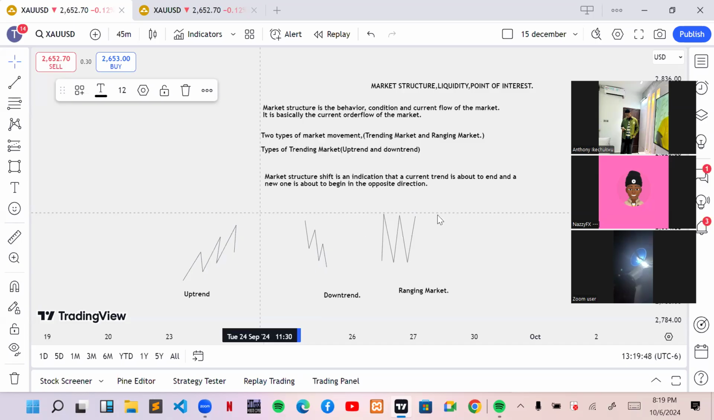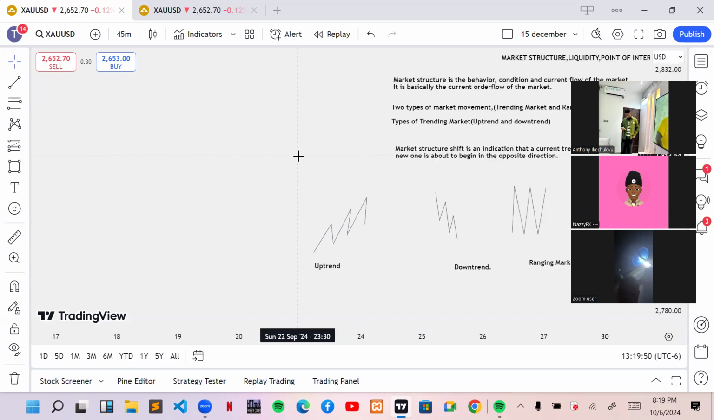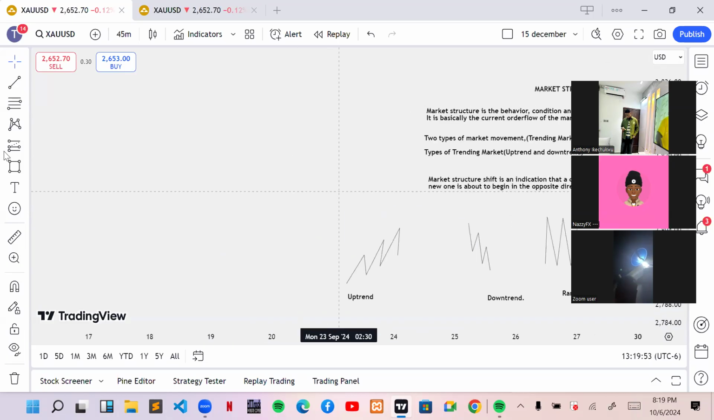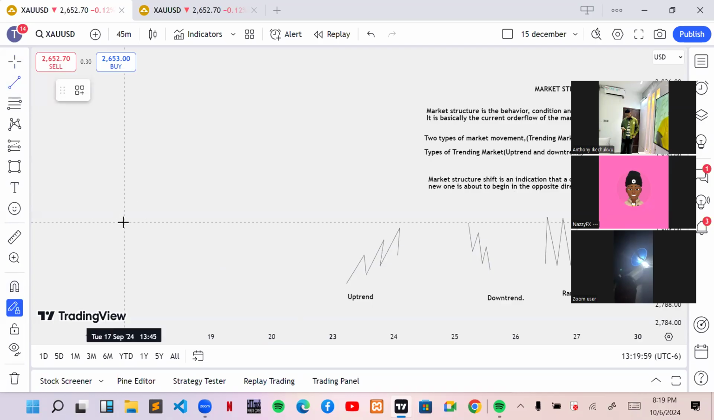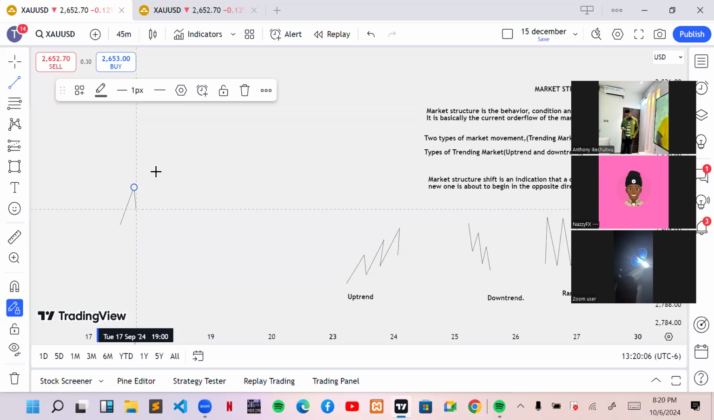Now, what do I mean by this? Market structure shift works majorly for trending markets. So let me give you an indication of a market structure shift. Let's say, for example, that price was previously on an uptrend. That's you seeing the market making a series of higher highs and higher lows. Instead of making another higher low to continue the uptrend, the market does something like this. Now, if you're not paying attention, the market structure has shifted. That's why it's called market structure shift.